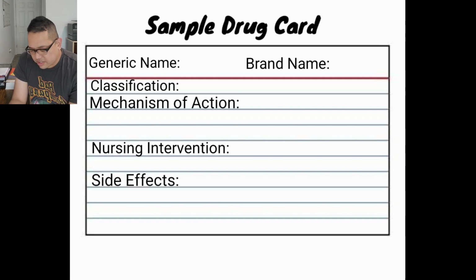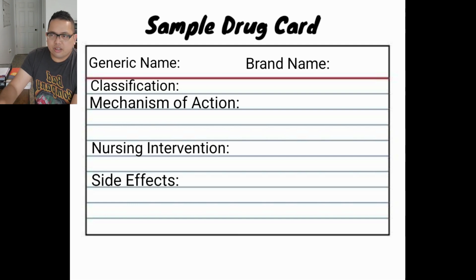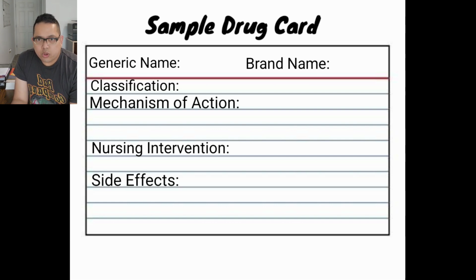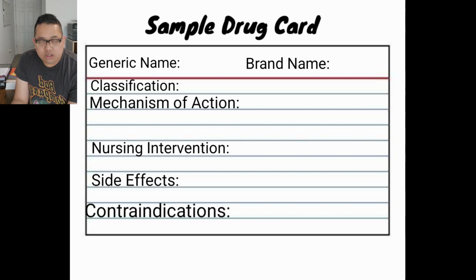Right? Complications. So it's basically the side effects. So what is the side effect of the medication? Is the patient going to have a rash? Is the patient going to have a GI upset or any reaction to the medication, right? And then if they do experience those symptoms, then they have to notify you so that you can report it to the provider. And lastly, the contraindication.